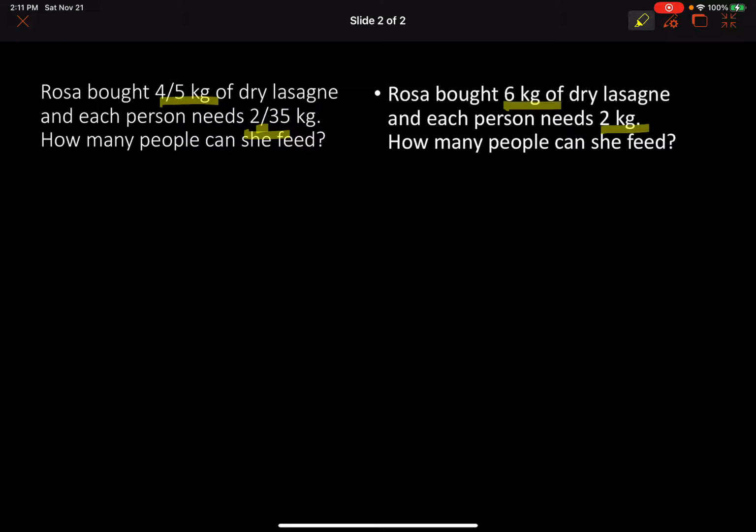So what if I replace dry lasagna with rice or beans? Does that really make sense? Would it make a difference? It doesn't make a difference. So I don't really care about that part. It doesn't matter if it changes or not. It's not important for this problem.